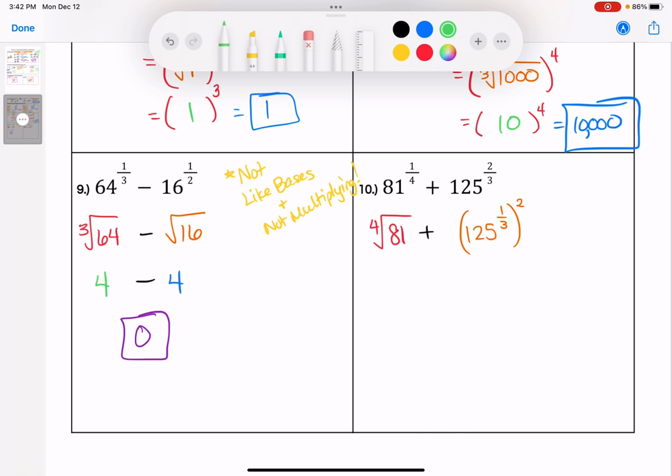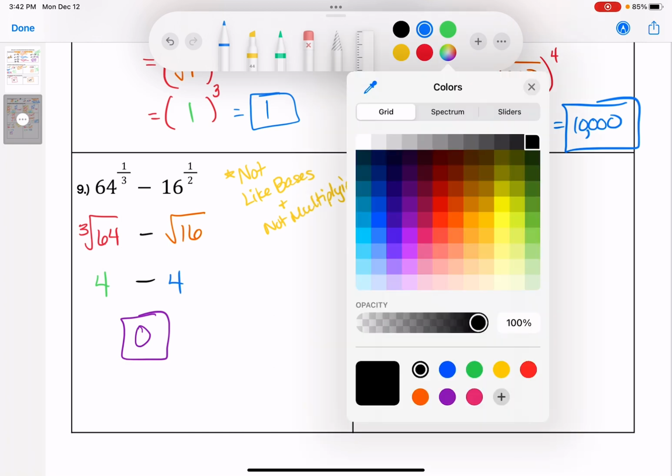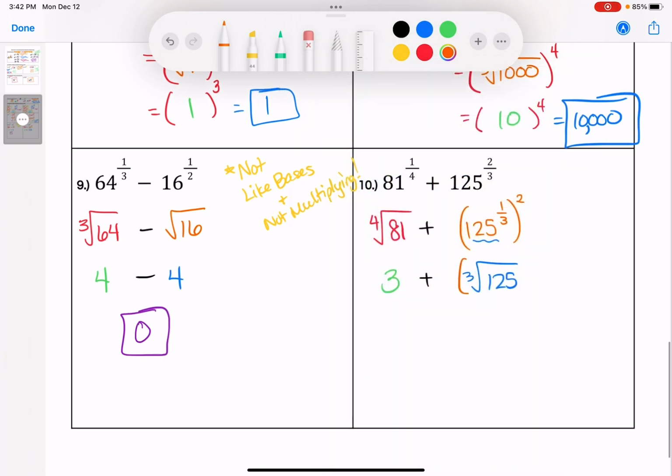Let's see, what times itself 4 times gives me 81? 3 times 3 is 9. Times 3 is 27, times 3 is 81. So 3 is the 4th root of 81. Plus, now on this side, I have to do a little work, right? First, I have to do the 3rd root of 125 before I can do anything else. I need to write that down.